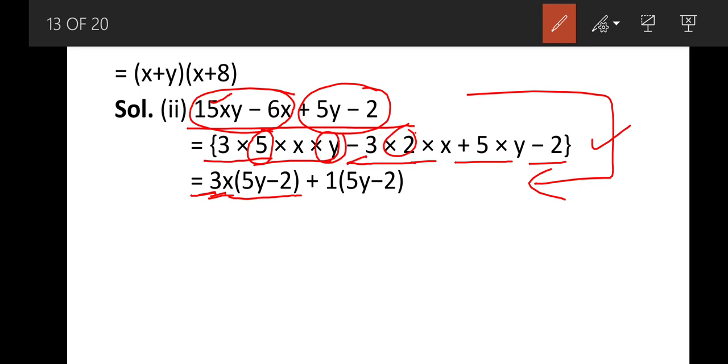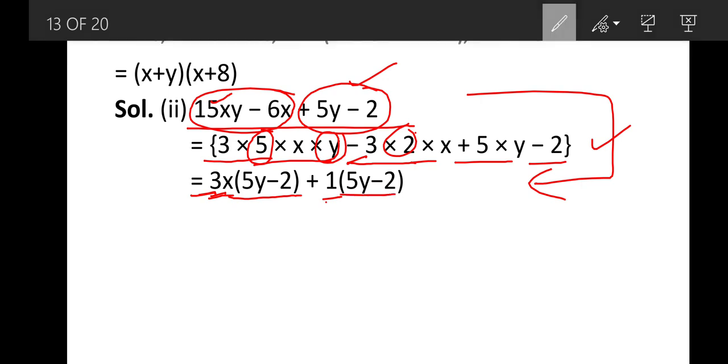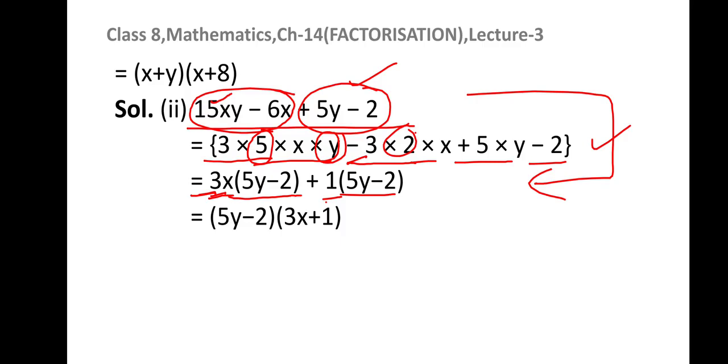Plus. Now, can I take anything common out of this? No. But can I write one common out of these two terms? Yes, I can write one. So, 1 I have written. This term will be written as it is. So, it will be 5y minus 2 into 3x plus 1. So, these two are the factors.